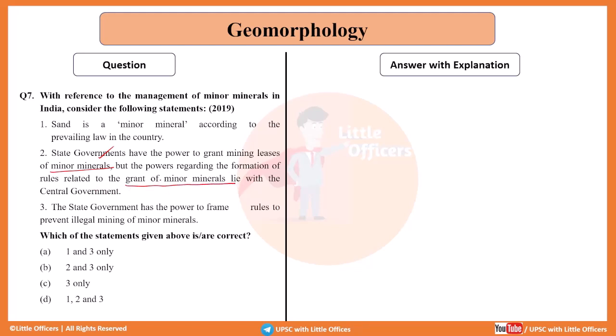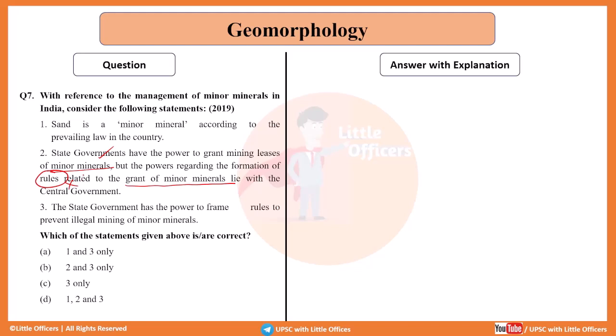See, if you use a little bit of common sense and logic, if the state government has the power to grant leases for the mining, obviously the manner in which the mining can be done, like the execution portion, which is related to the rules and regulations of it, must also be within the hands of the state government so that it can better execute. So even if we use that logic, we can say the second part of the statement, where it is saying that the powers regarding formation of the rules are with the central government, goes wrong.